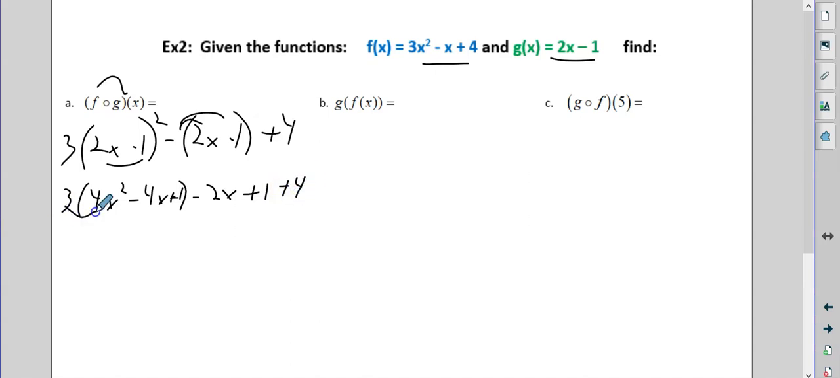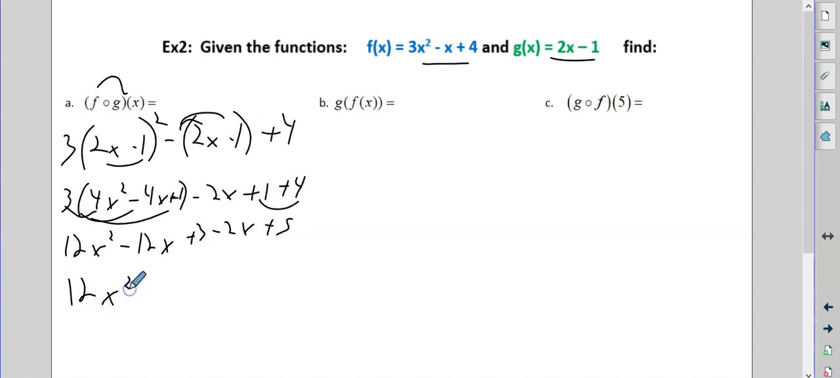Now I need to distribute my 3 here, here, and here. So that's 12x squared minus 12x plus 3 minus 2x. I'm going to combine these right now because I'm here. Plus 5. And now I'm going to continue to clean up. 12x squared minus 12x minus 2x is minus 14x. 3 plus 5 is 8.